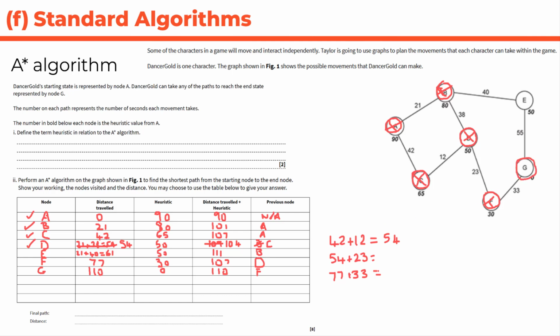There we are. So what's my final path? Let's see. I've reached the destination. So that was G, the destination. I look at the G row. I go along. Previous node was F, so I go to F. Go to F row. Previous node was D. And it was C before that. Previous node was C. Go to the C row. And it was A. A, C, D, F, G. For a total of 110.